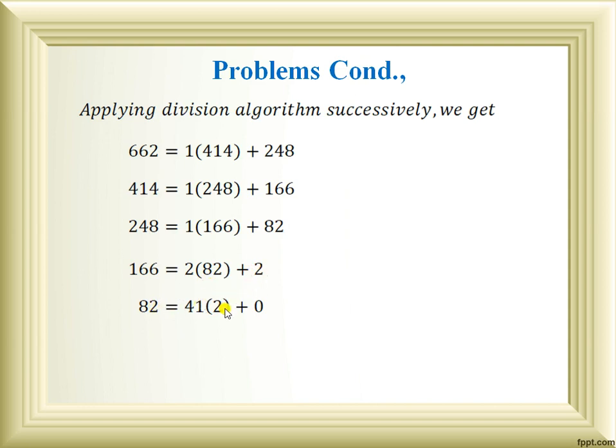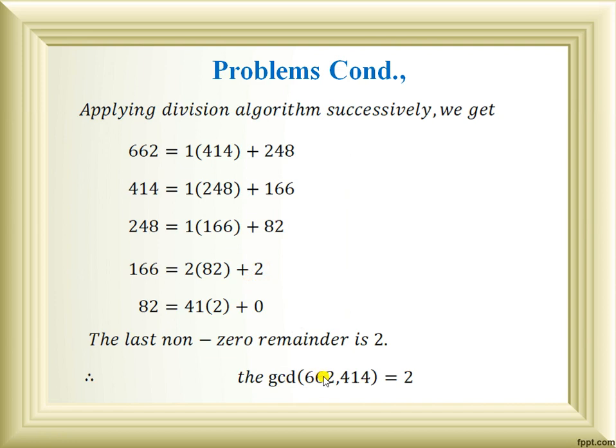It is not possible to divide this 2 using this 82, so I will get the remainder 0. Of course, the last non-zero remainder is the GCD. Here the last non-zero remainder is 2. So in this case, the GCD of the given two numbers is the last non-zero remainder, that is 2.